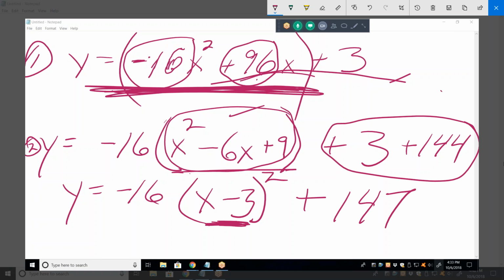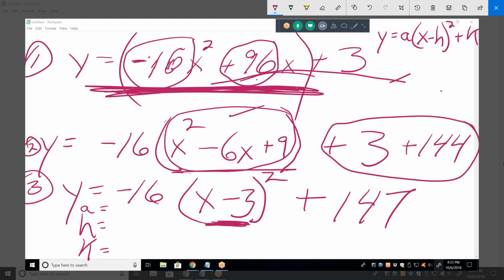Now tell me what the vertex is. Tell me what h and k is, and a. Remember what your format is. It's y equals a times (x minus h) squared plus k. That's what we're trying to make it look like. Well, it looks exactly like that right now. Equation 3 looks exactly like our vertex format. Tells us what a, h, and k are.